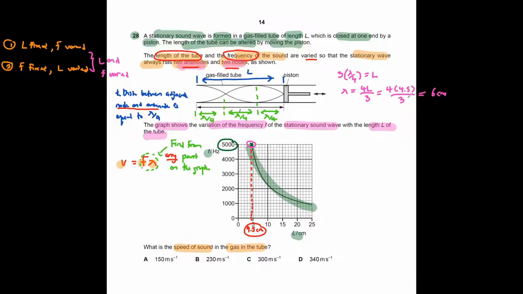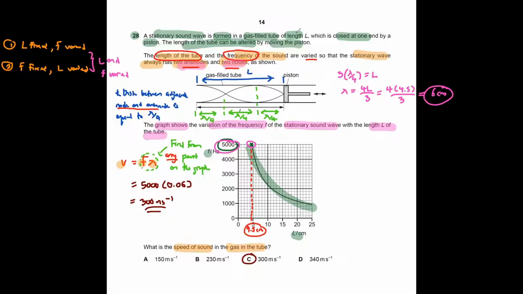So now that I have my wavelength, I also have the value of my frequency. I have these two values now. I can actually sub them into my equation, v equals f lambda. So this one will be 500 times the wavelength of 6 centimeter, change it to meter. You will get your answer as 300 meter per second. So your answer here is C.